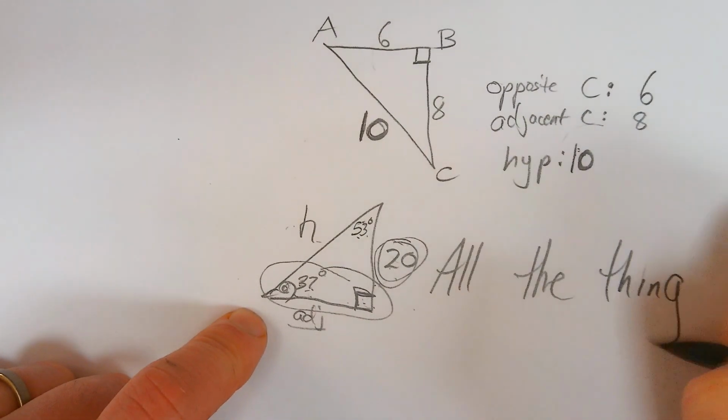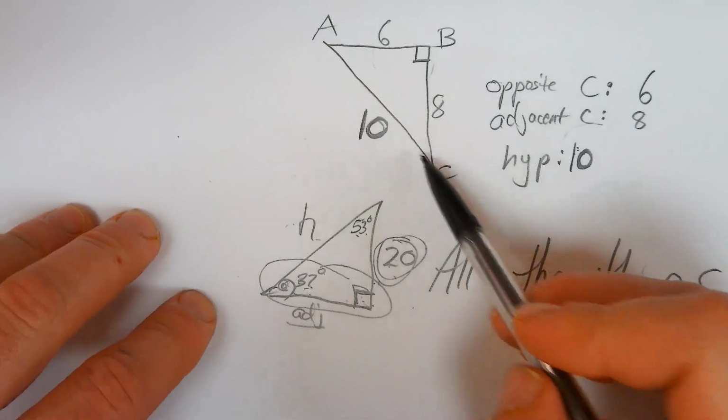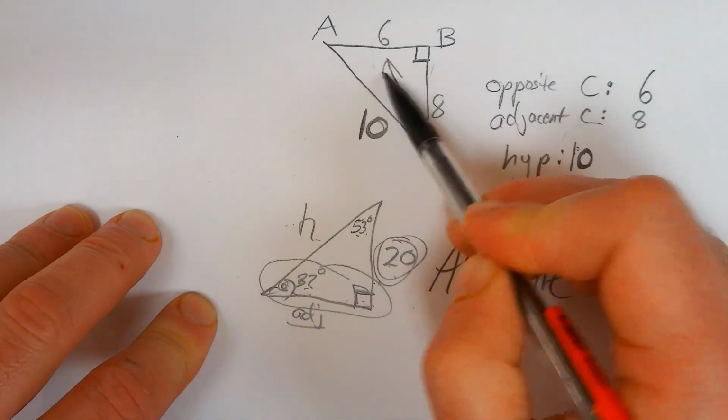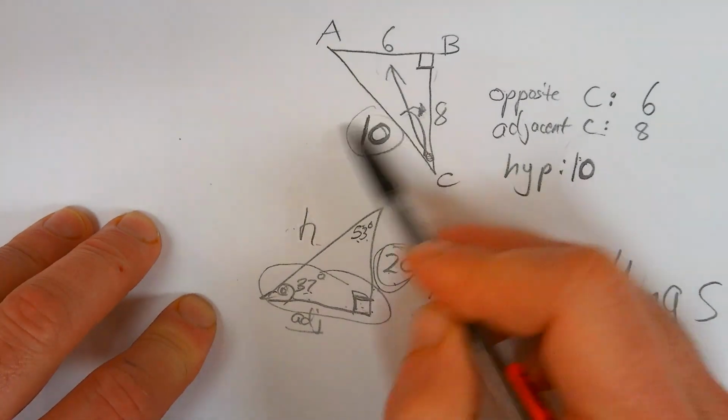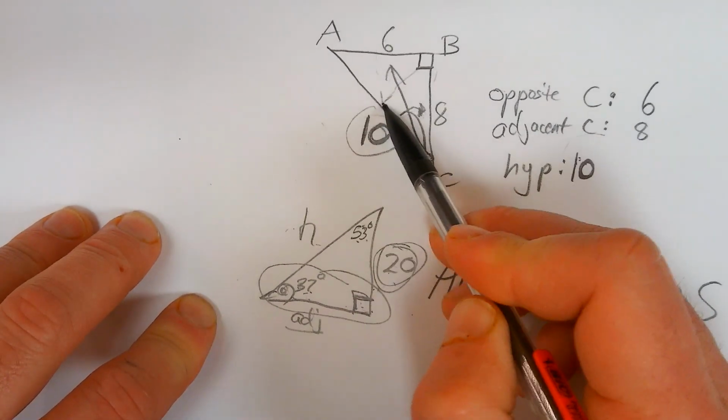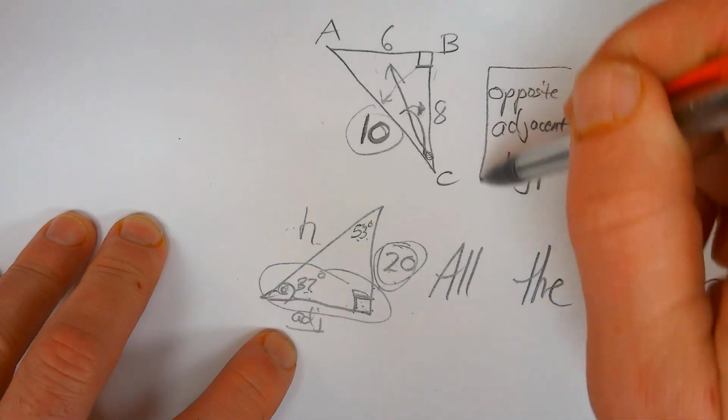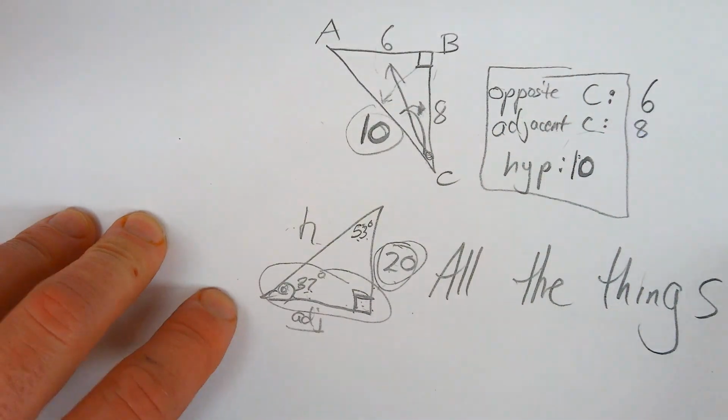That's where we're going. But to get there, we got to learn the names first, like opposite of C, adjacent to C. Oop, that's the adjacent to C, because 10 is the hypotenuse because it's opposite the right angle. That's the 3 words: opposite, adjacent, and the hypotenuse never changes.